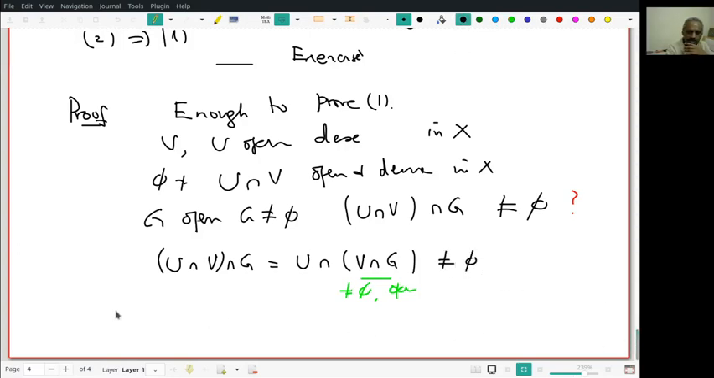So obviously it generalizes up to finite things. If U1, U2, ..., UN are open and dense, then U1 intersection U2 intersection ... intersection UN is open and dense. Okay.